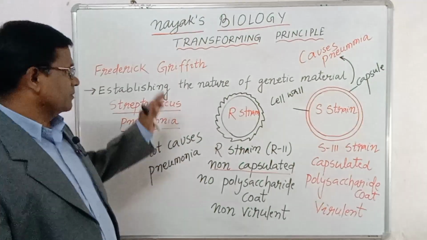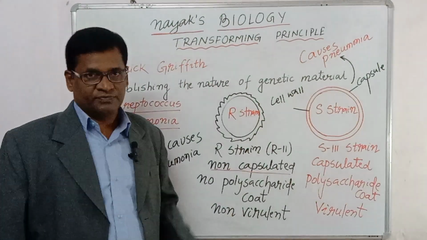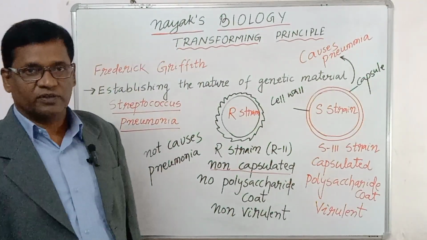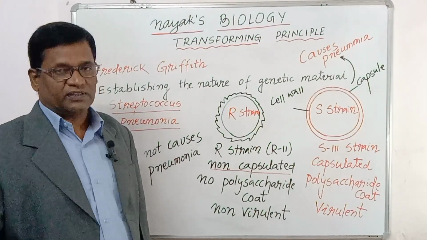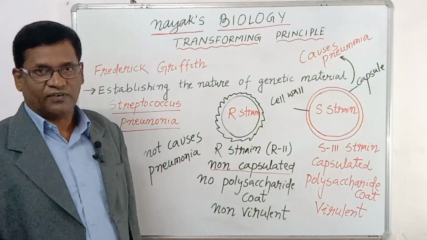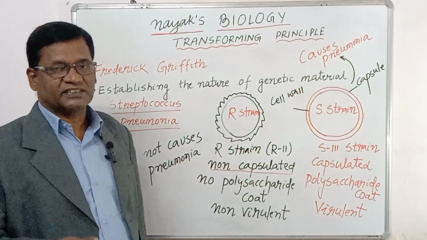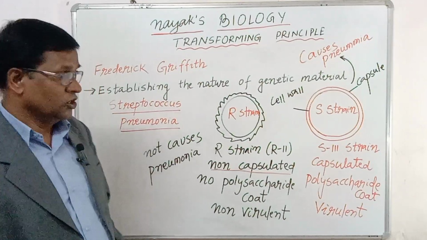Today, we are going to discuss the transforming principle. ये आपका जेनेटिक्स का एक चैप्टर है, मोलिकुलर बेसिस ऑफ इनहेरिटेंस का, और 12th क्लास के लिए ये बहुत इंपॉर्टेंट क्वेश्चन है 5 मार्क्स के लिए, और 2 मार्क्स 3 मार्क्स में भी क्वेश्चन आ सकता है.